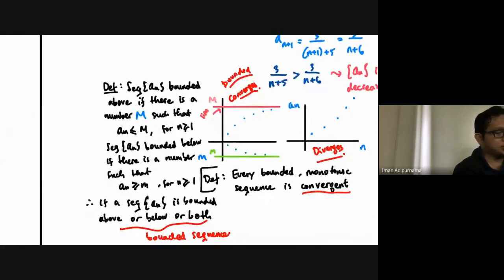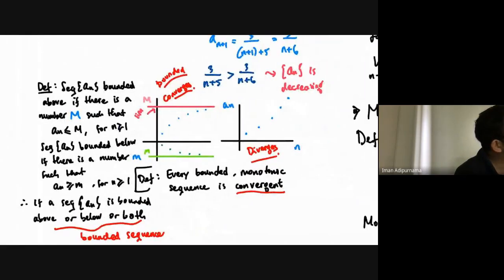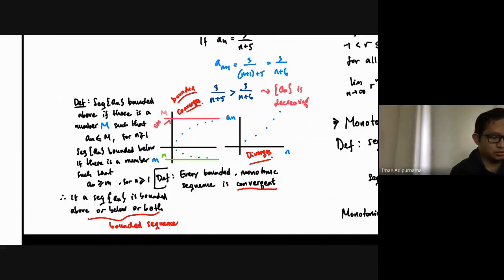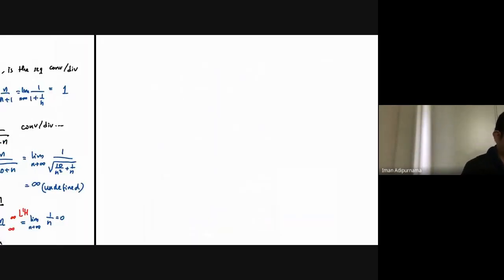Okay. Any questions first? Okay. So the keyword is monotonic and bounded. Let me give you a simple example. I think the example we have mentioned before. So I think we can go to the next page.